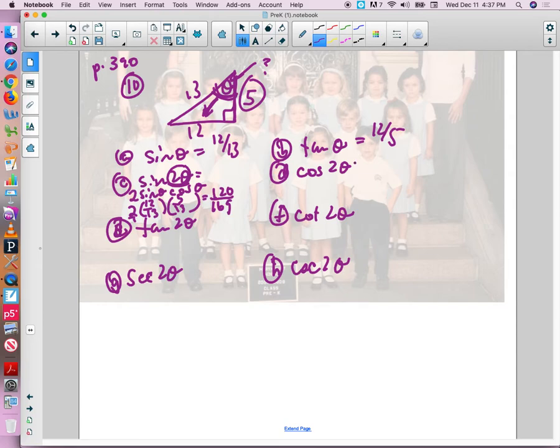All right, for cosine 2 theta, you can use any of the three that you choose. You could use cosine squared theta minus sine squared theta. I'm going to use 1 minus 2 sine squared theta. So I have 1 minus 2, sine of theta is 12 over 13 squared. Then I have to do the arithmetic. 1 minus 2 times 144 over 169. So that's 1 minus 288 over 169.